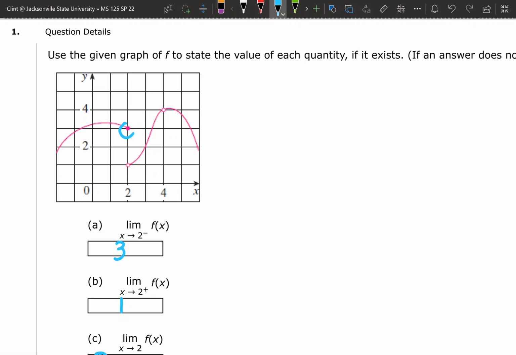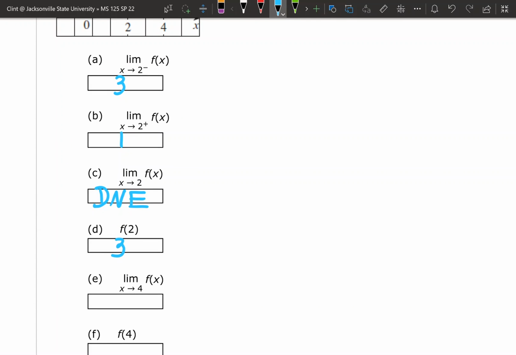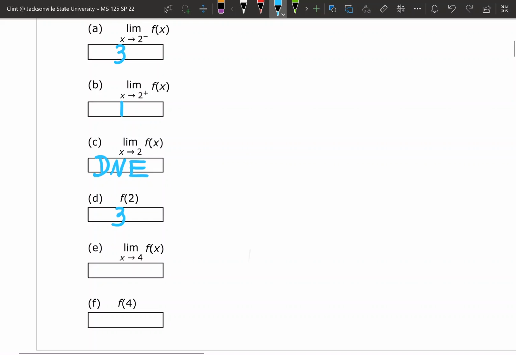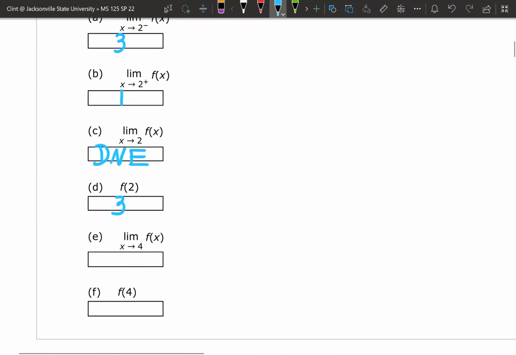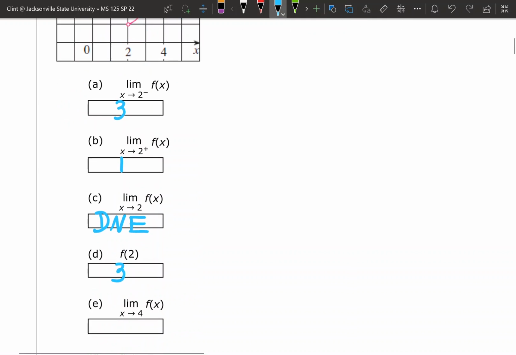Yeah, it's going to be 3. It's undefined down here. It's an open circle there. So if we plugged in 2, we would get the closed circle up here, and that's it, 3. So f of 2 is 3. And then we want the limit as x approaches 4. So this one's 2-sided. So we're coming in that way and that way. Our limit's 4.